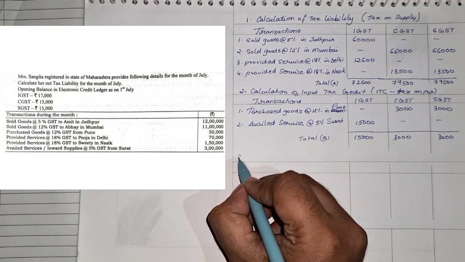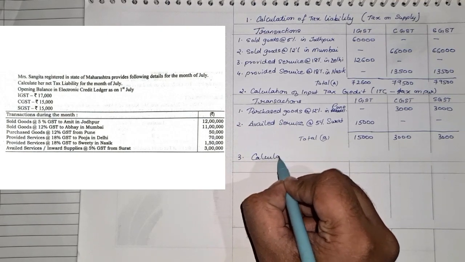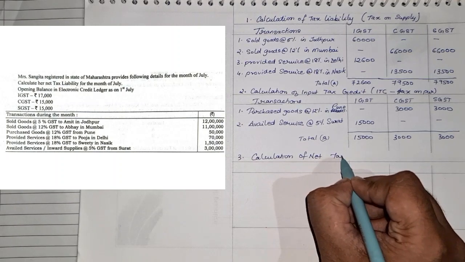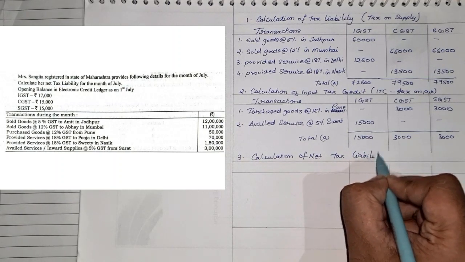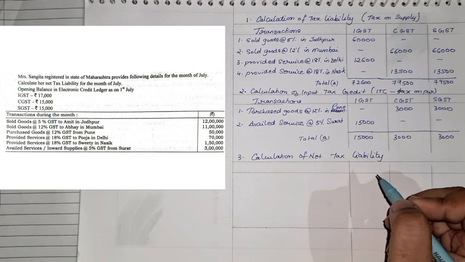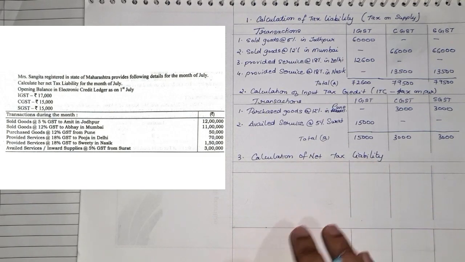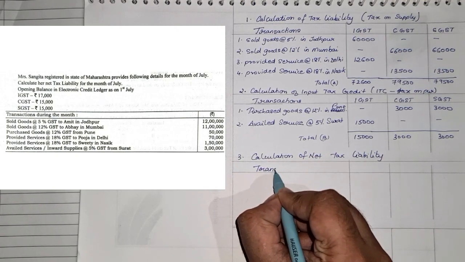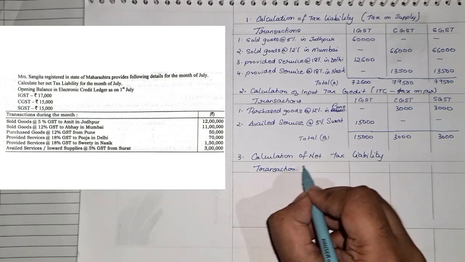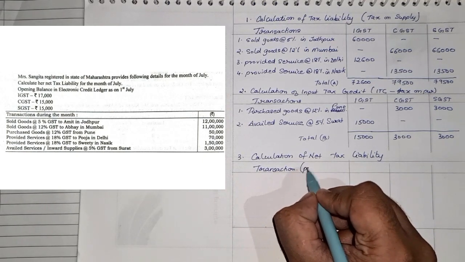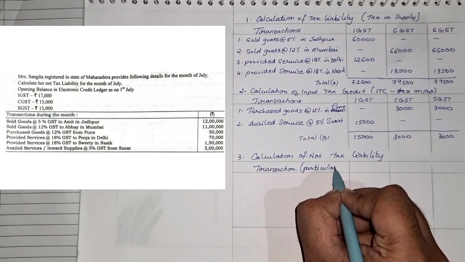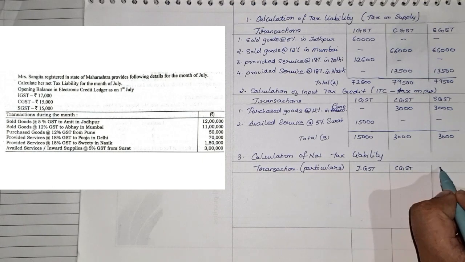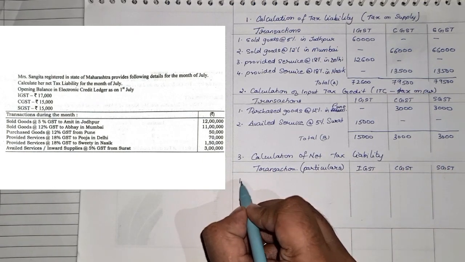Step number 3, calculation of net tax liability. Now based on the third answer, we'll come to know whether we need to further solve the fourth step or the sum is done at the third step itself. We'll have transactions, or you can say particulars. Again, we have IGST, CGST, and SGST.